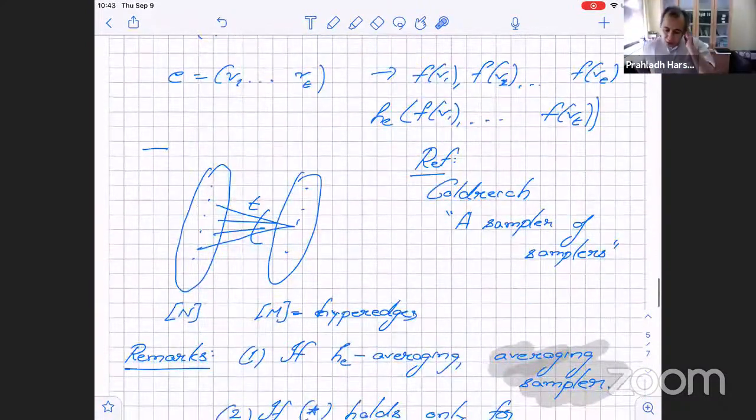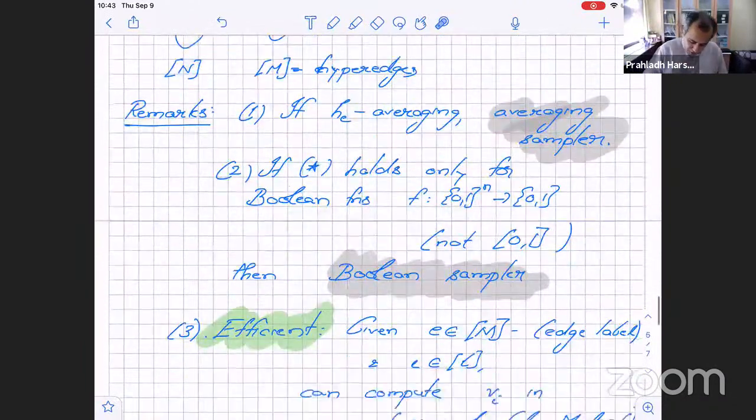So how do we achieve this goal of having as few hyperedges as possible? So we have this object.